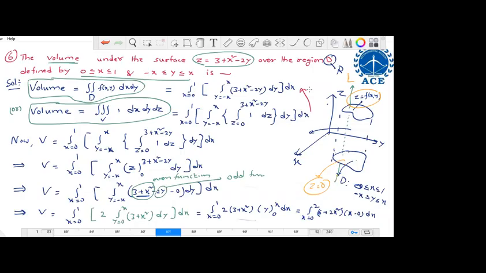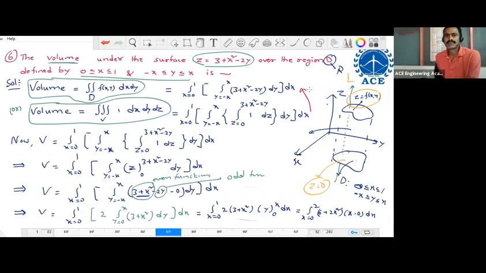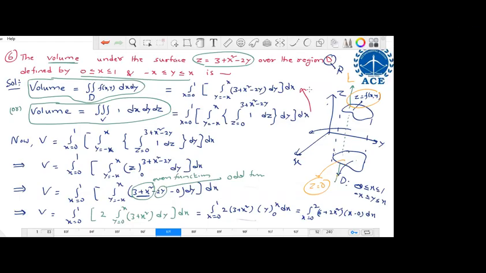So for every volume integration, if we take the triple integration, the function will be 1 only. Similarly for the double integral for area also. That's all, sir.